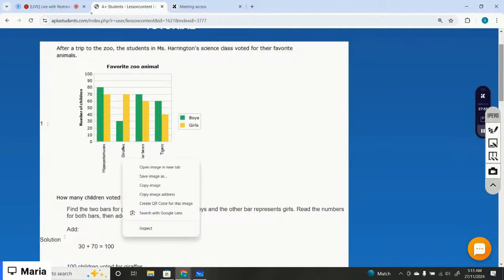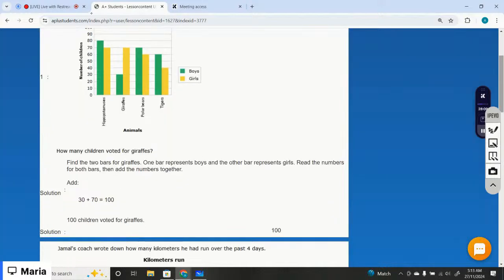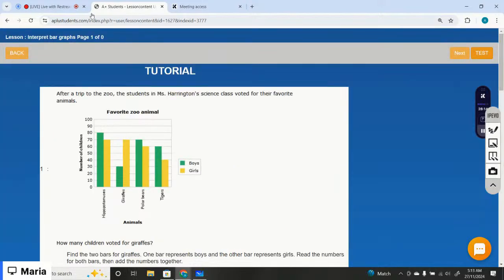So 30 boys and 70 girls voted for the giraffes, right? So 70 plus 30 is 100. So that means 100 children voted for giraffes. Let's just start with the test questions.